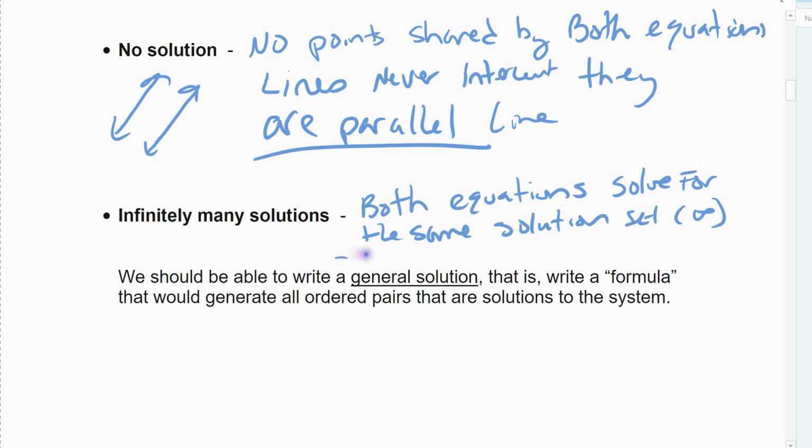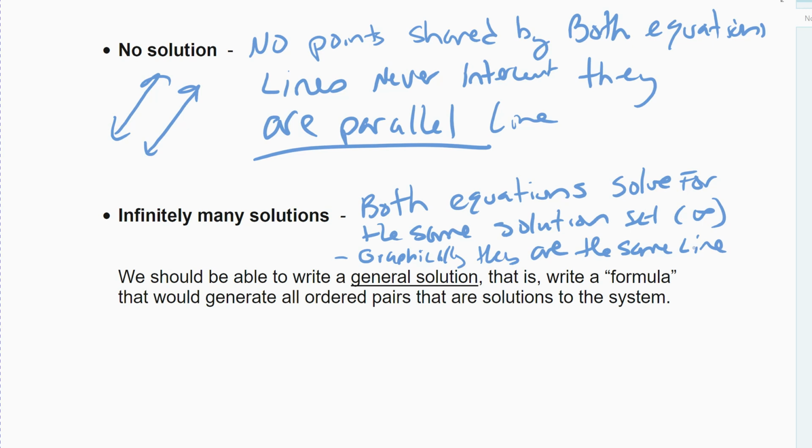And so when you graph them, they are the same line, right? Same solution. Again, you start off with two different equations, but when you get down to the nitty-gritty and you go graph them, they're basically the same equation, right? They solve for the same solution set. They have all the same points in common. And so the general solution would be, well, they're infinitely many.